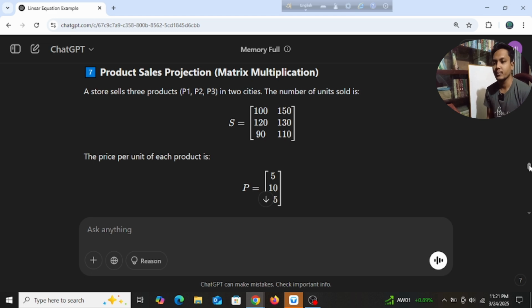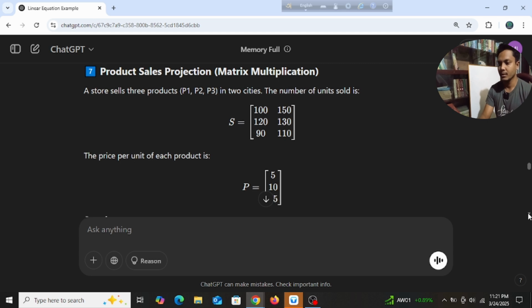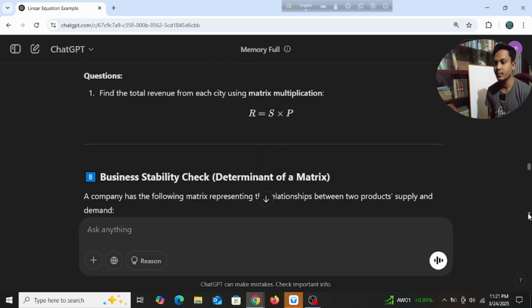Our next problem is product sales projection. A store sells 3 products, P1, P2, P3 in 2 cities. The number of units sold is this, and the price per unit of each product is this. Find the total revenue from each city using matrix multiplication. This would be easy, guys.